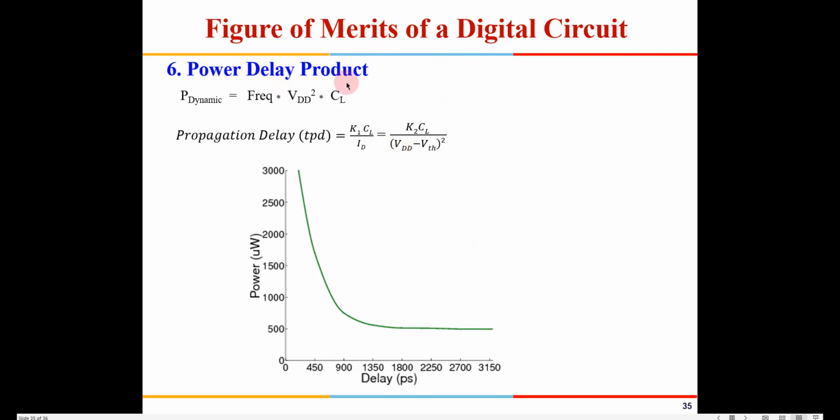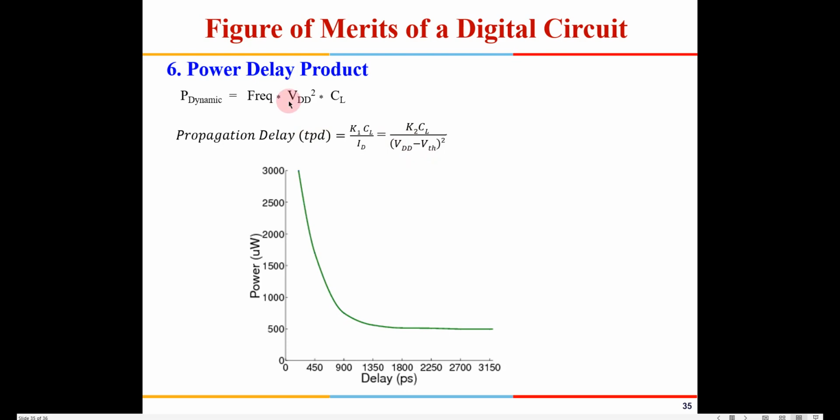And finally, power delay product. If you just mention that this circuit operates much faster, or that this circuit consumes lesser power, that doesn't give a complete picture. The dynamic power equation is frequency times VDD square times CL. If you just drop the VDD, your dynamic power will reduce, but at what cost? It will increase the delay. Similarly, if you want to reduce the delay, you can increase VDD, but that will increase the power.